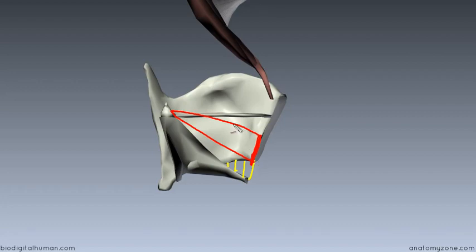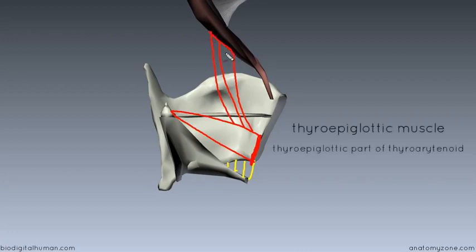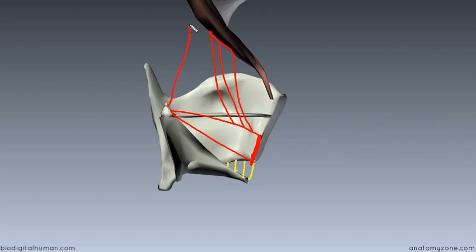So you've also got some fibres given off from the thyroarytenoid muscle onto the epiglottis. So you've got fibres coming up onto the lateral surface of the epiglottis, and this is referred to as the thyroepiglottic muscle, or the thyroepiglottic part of the thyroarytenoid muscle. So remember, you've also got the aryepiglottic muscle, which is a part of the oblique arytenoid muscle.